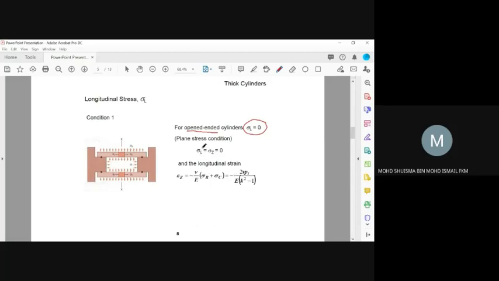And when sigma L is zero, the longitudinal strain epsilon Z or epsilon L will be left with just negative nu over E times sigma R plus sigma C. If you follow other textbooks or other authors, you'll find that they use a slightly different equation because they don't use Lamé's equation. So they come up with equations like the one on the right. This equation is not from Lamé's equation.